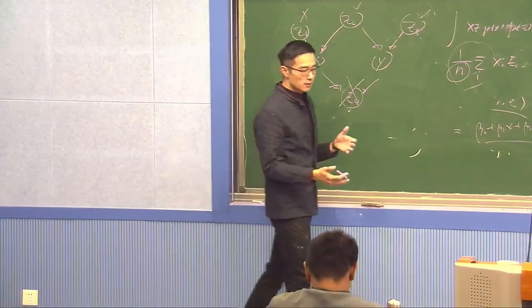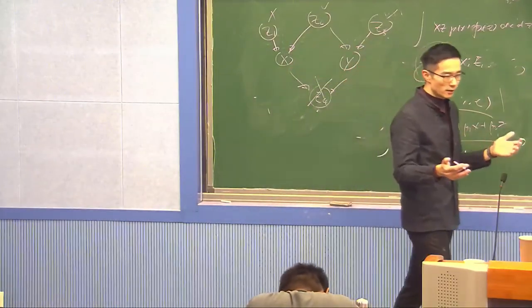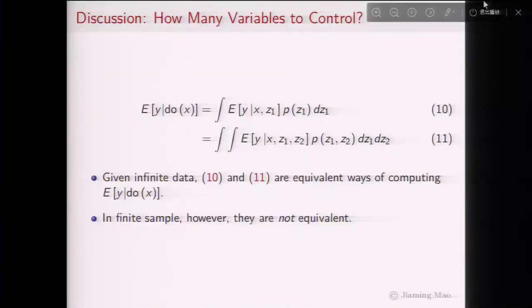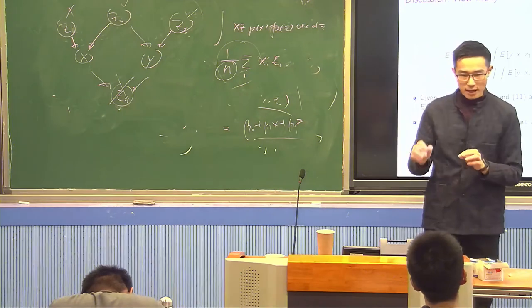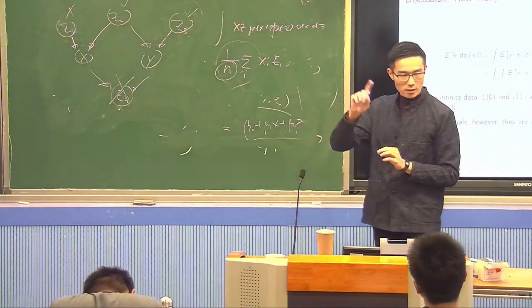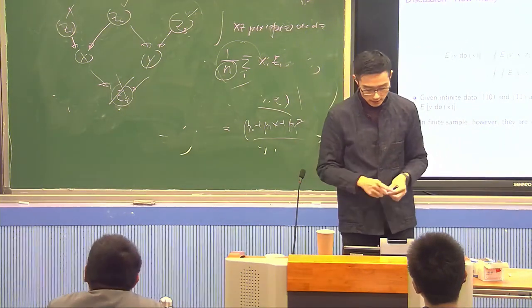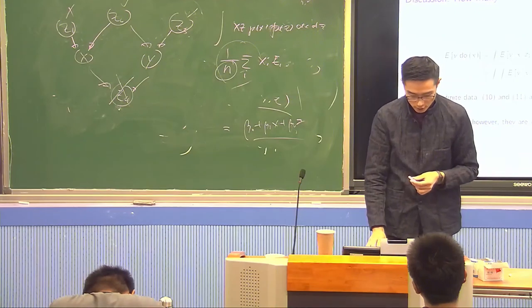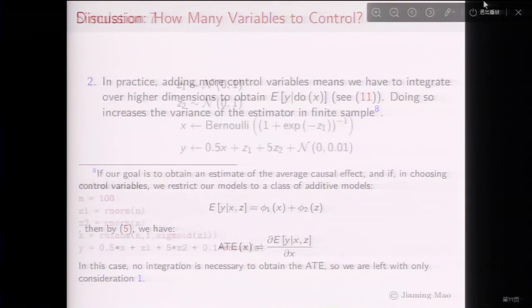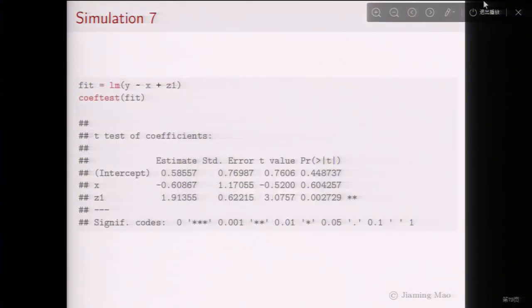So in reality, you still need to be careful about what variables you throw in. Never control for something like Z4, which is a collider, because that opens the correlation between X and Y. Okay? So that's our first discussion.